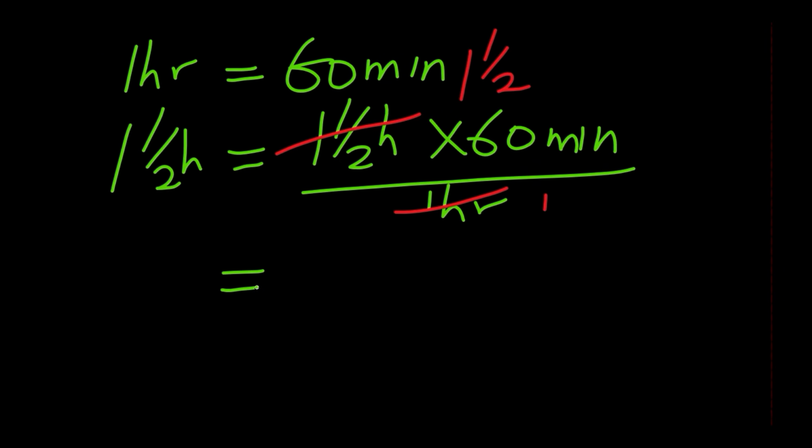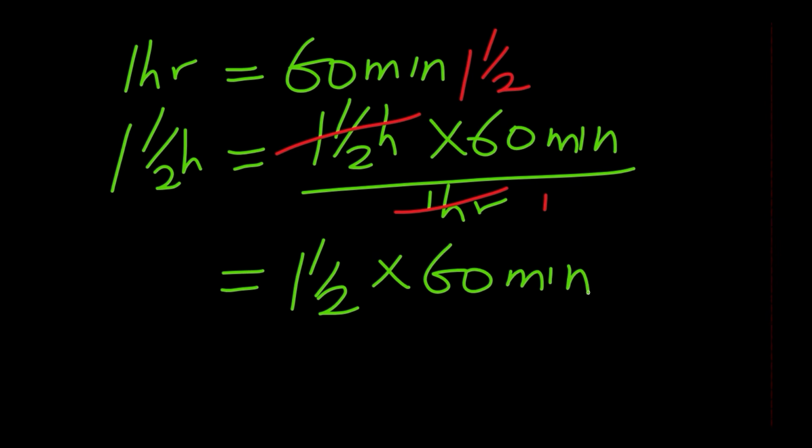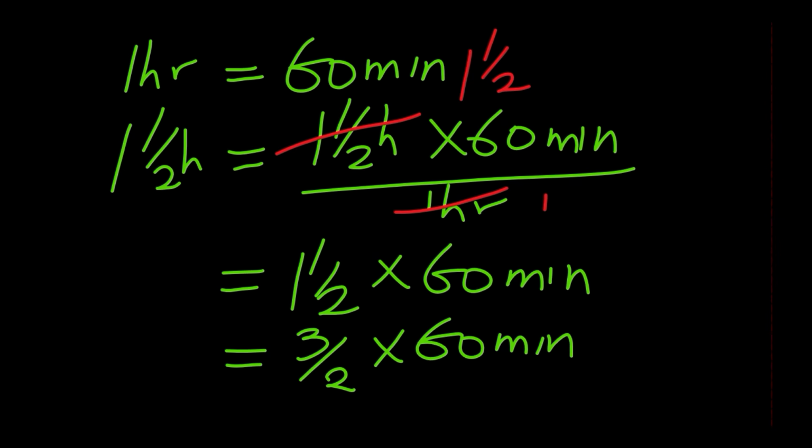This equals 1.5 times 60 minutes. To improper fraction will be equal to 3/2 times 60 minutes. Simplifying, 2 divided by 2 will give us 1, and 60 divided by 2 will give us 30. Then 3 times 30 minutes will be equal to 90 minutes.